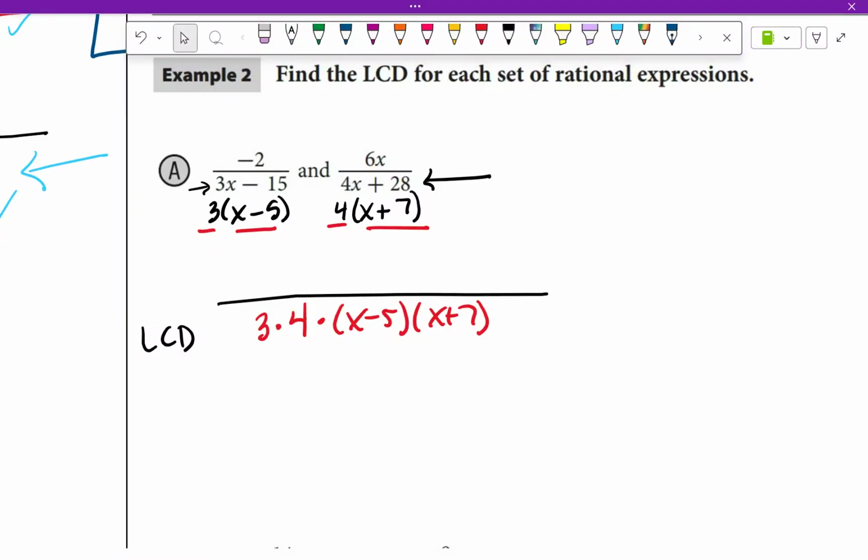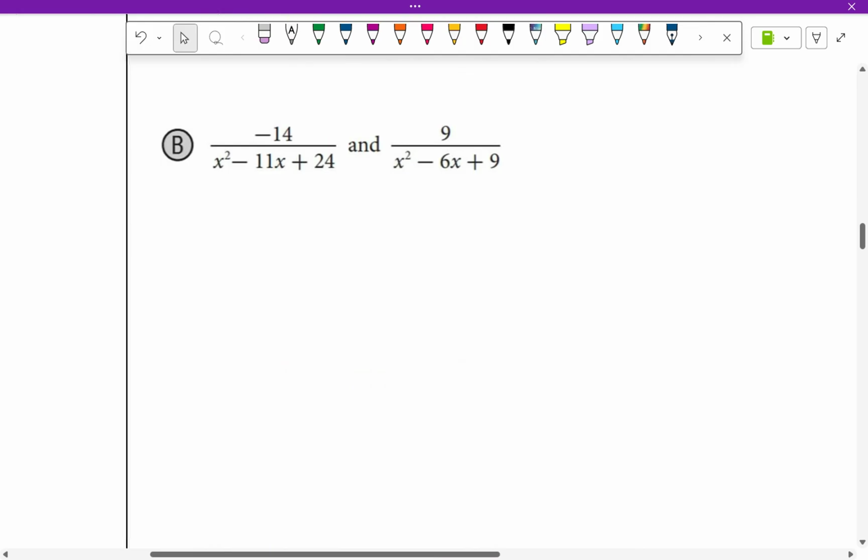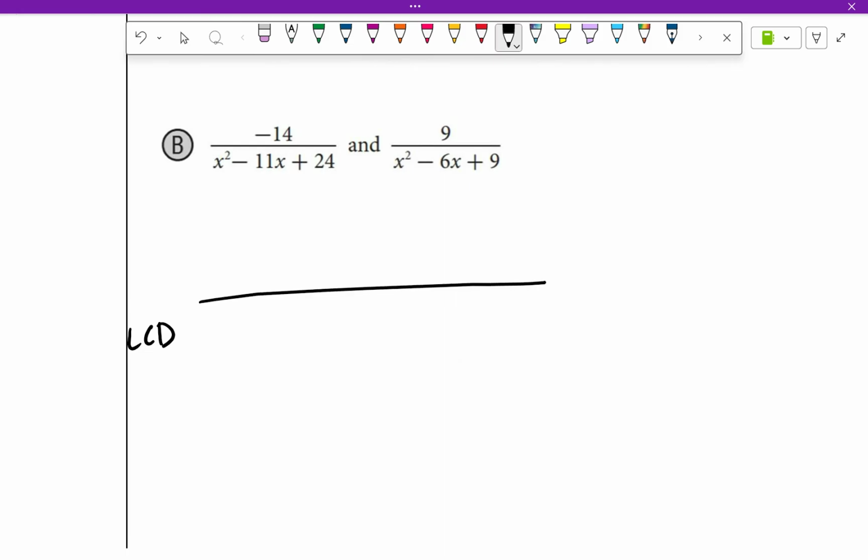All right, we are going to look at B. Okay, so all I'm still doing is just finding my least common denominator. Just that step. That's all we're working on right now. So what do I need to do with these two denominators? Magic X. Okay, so let's do it together. So two numbers that multiply to 24 and add to negative 11.